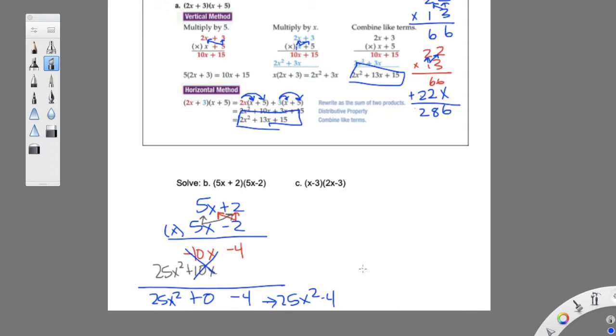All right, let's go ahead and do this guy horizontally. So here are my multipliers. I'm going to use x and 3. So I'll go ahead and do x. I'll do it the same way they did it. So I'll start with x in red.